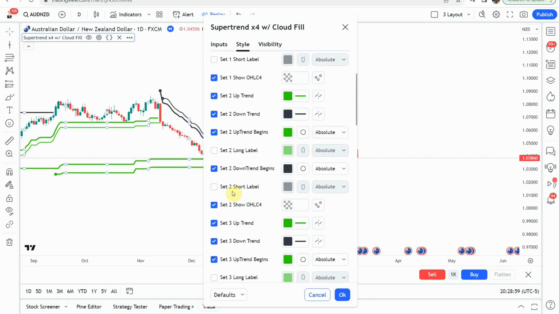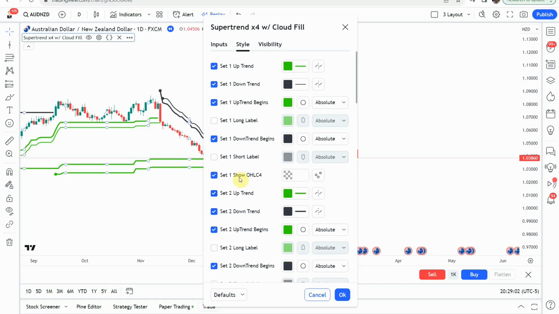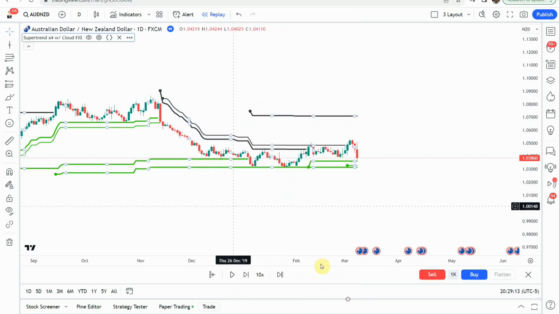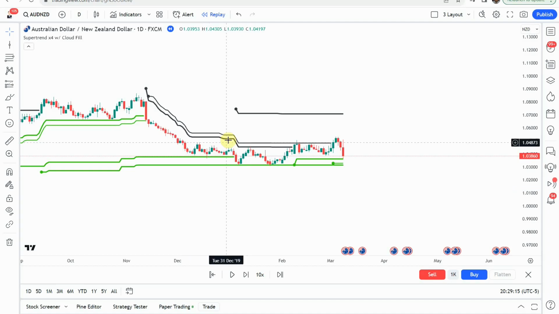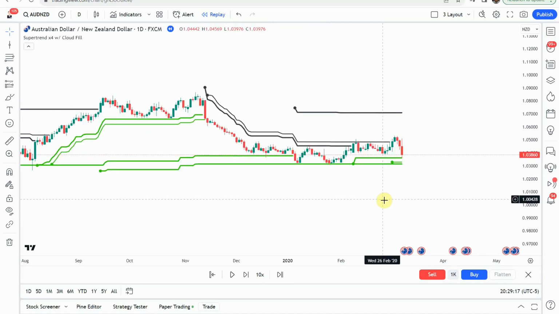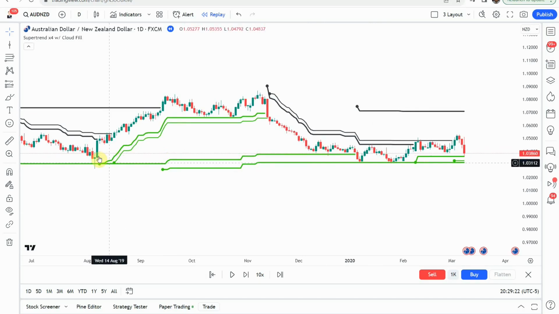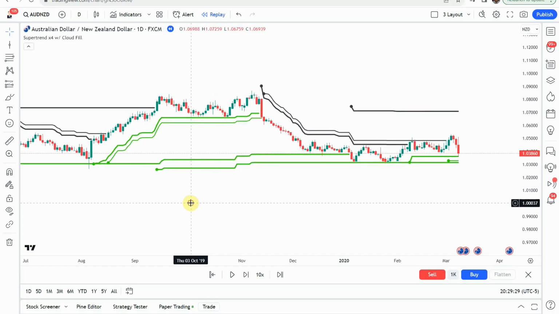Then I went in just to make it a little bit easier to see when the specific signals were taking place, and I turned off all the long and short labels for the different sets. So you can go in and do that as well, and it will leave you the indicator as you see here on screen. So what we are looking for is when we get all 4 of the Supertrend lines to line up on the same color, that would be our signal to enter a trade.